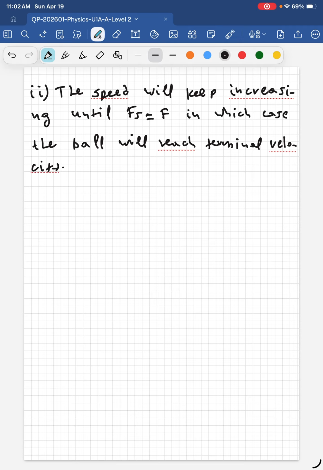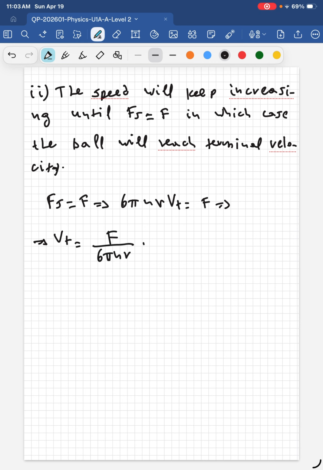That's the idea. So we're going to write down that we need 6 pi. In other words, Fs must be equal to F. So 6 pi eta R and then V terminal is going to be equal to F. So the terminal velocity is going to be F over 6 pi eta R.